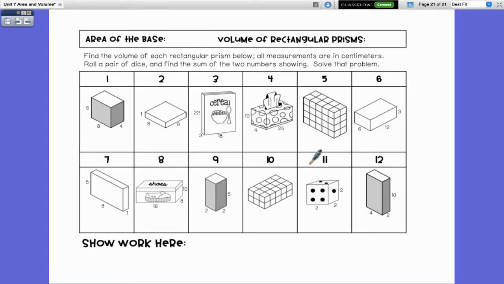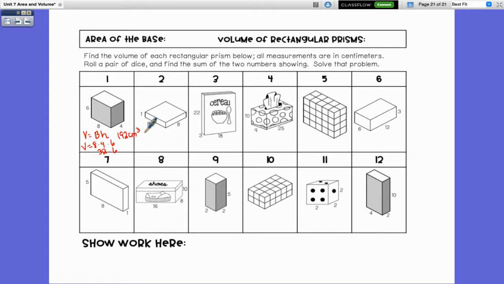Okay, so this is going to be practice for all these different rectangular prisms. I'm going to do a couple with you. You are going to do the rest for homework, and then you're going to give me a summary. Okay, so we always do volume equals the area of the base times the height. So 8 times 4 times 6. So 8 times 4 is 32, times 6. 32 times 6 is 192 centimeters cubed.